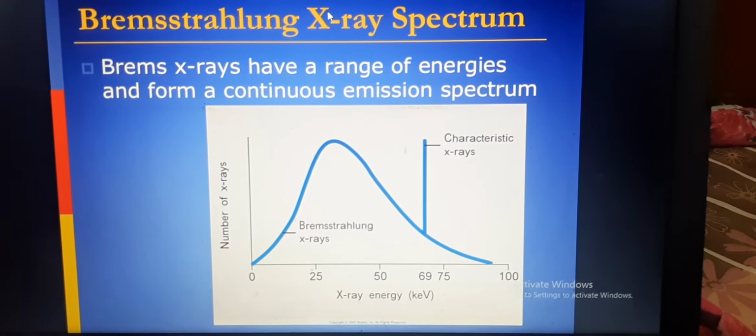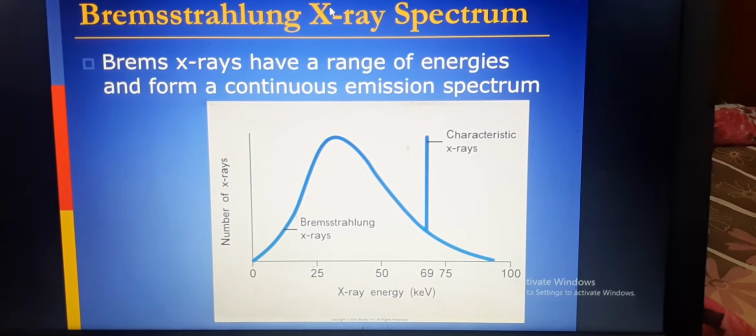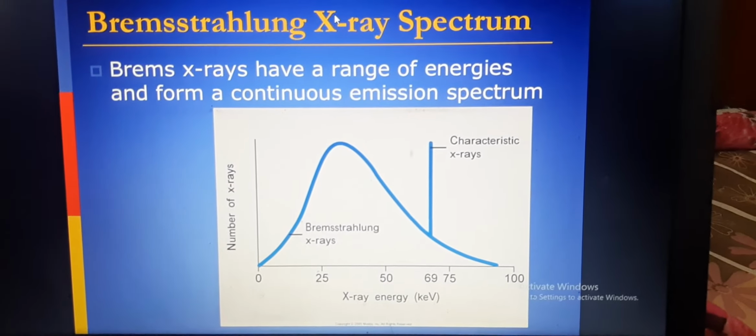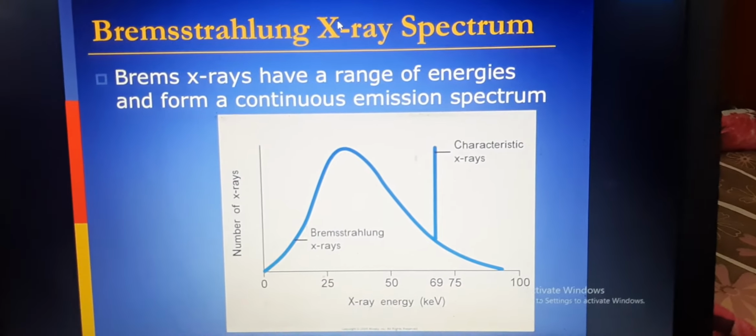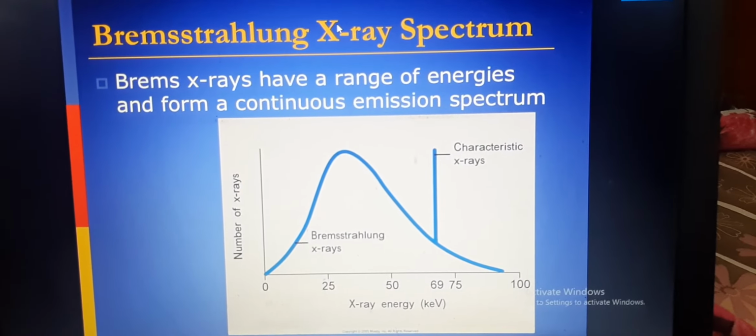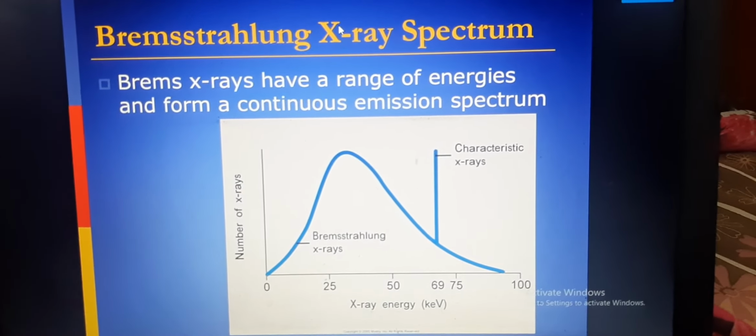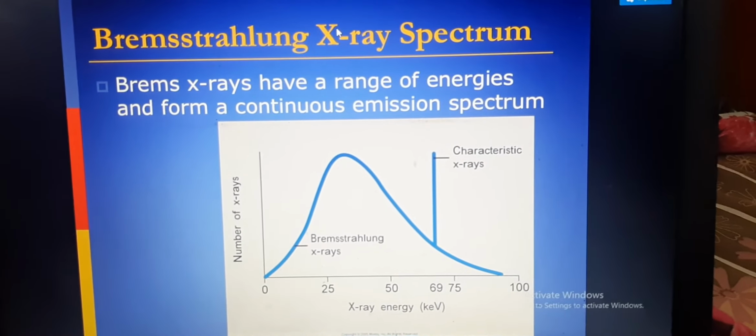If it were possible to measure the energy contained in each Bremsstrahlung photon emitted from an X-ray tube, one would find that these energies range from the peak electron energy all the way down to 0, as you see in the diagram, from 0 to 100.